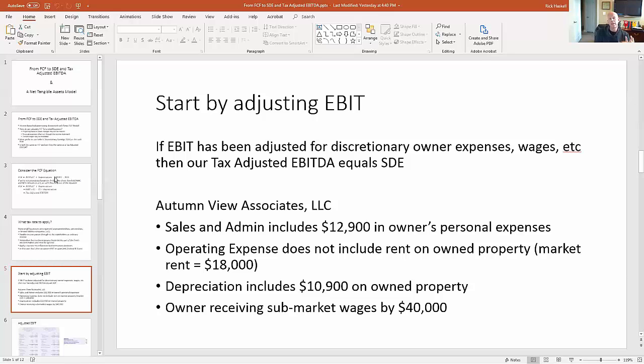Finally, we're going to recognize that Autumn View's owners pay themselves in part through the wages and payroll line on the income statement as an operating expense, but they don't pay themselves a market wage. If they were working for another company in the open market, they'd be earning about $40,000 a year more than they're earning now. So we're going to have to put that expense into the operating expense category, because if they didn't own the company, if someone else did, expressly a passive owner, they'd have to hire someone to take care of the business. So let's take a look at how this works for us then.